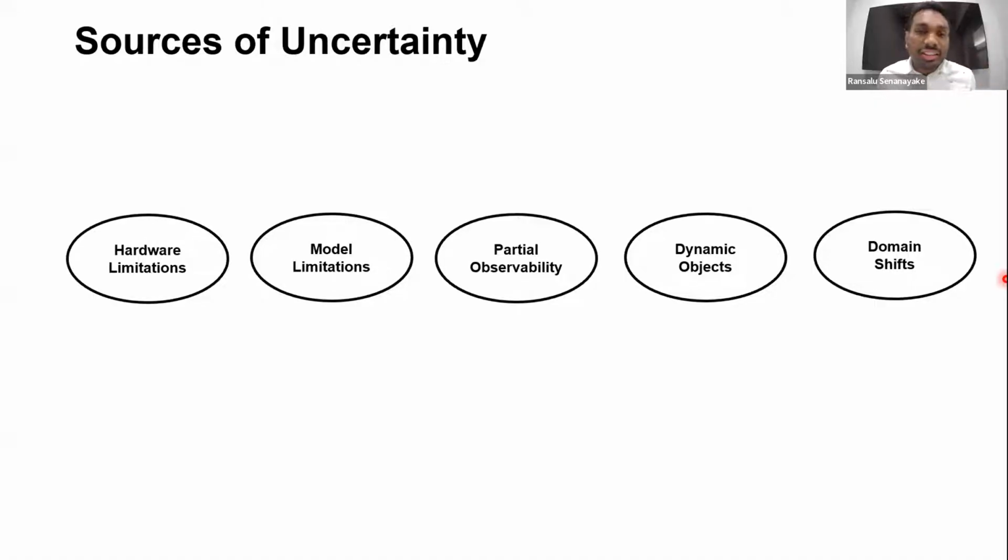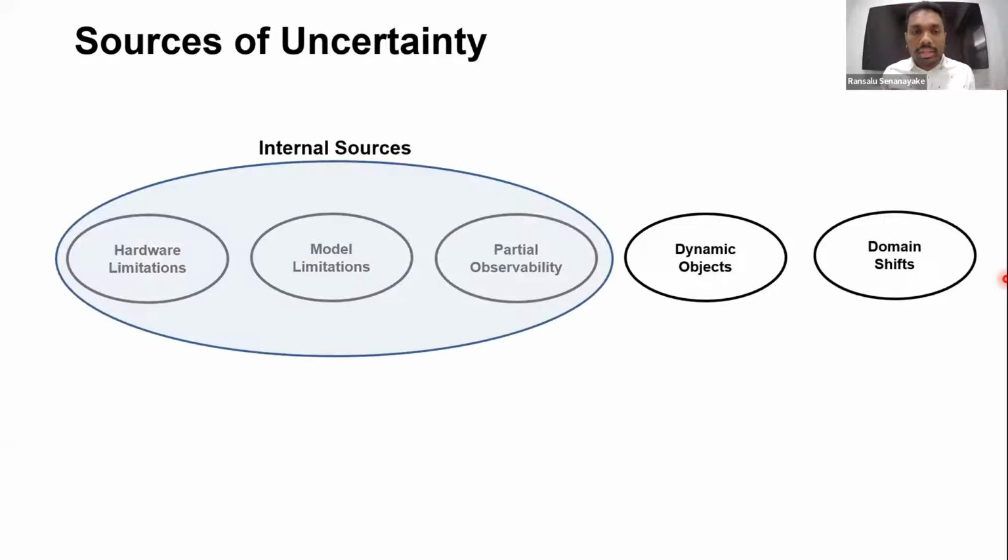So this uncertainty can arise from various sources. It could be due to hardware limitations, model limitations, which means maybe some very simple models, partial observability, which includes occlusions. So some of these are internal sources, and there are also external sources. For instance, if there are moving vehicles around, maybe pedestrians, humans, we really do not know what they are doing or what their objective functions are. So there's some uncertainty around that as well.